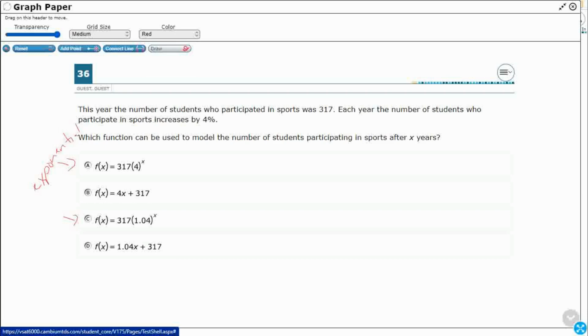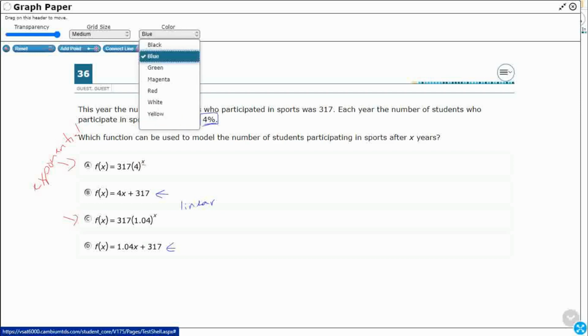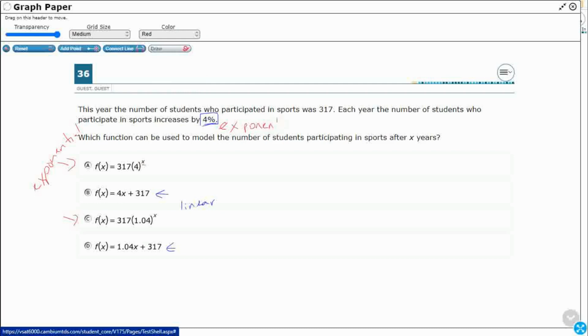These are both exponential functions because you've got the x up there in the exponent. And then you've got just your b and your d. These are just your basic linear, because it's not a quadratic, since you don't have a squared or anything like that. Those are just straight lines. So each year the number of students who participate increases by 4%. This is our clue that we are dealing with exponential, because when we're dealing with a growth rate that is a percent, that is one of our clues that we're dealing with an exponential function.